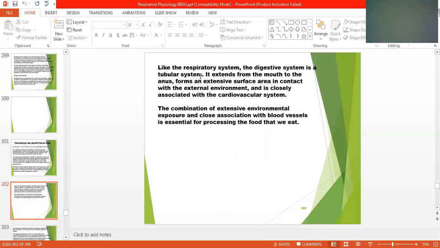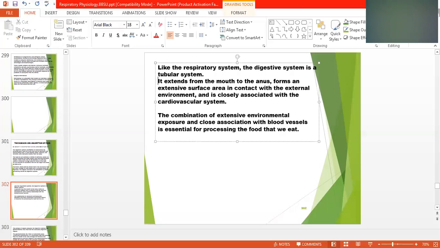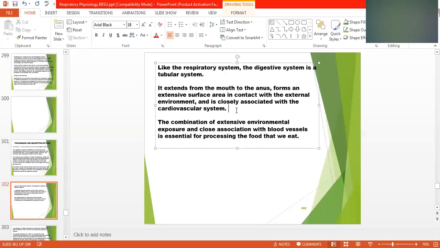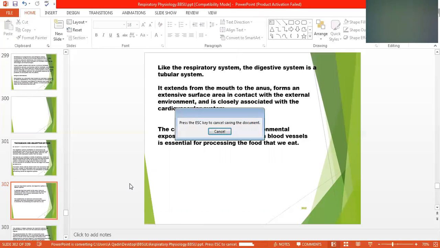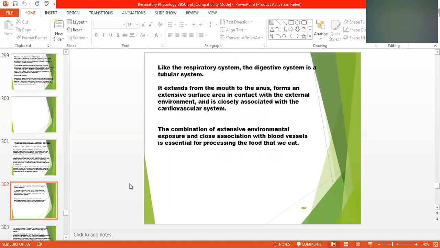Like the respiratory system, the digestive system is a tubular system. It extends from the mouth to the anus, forms an extensive surface area in contact with the external environment, and is closely associated with the cardiovascular system. The combination of extensive environmental exposure and close association with blood vessels is essential for processing the food that we eat.